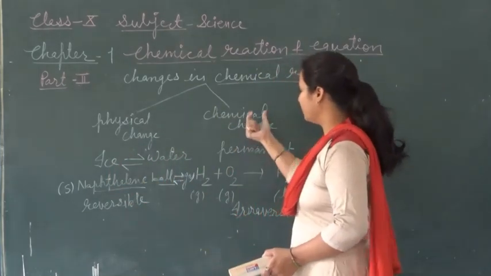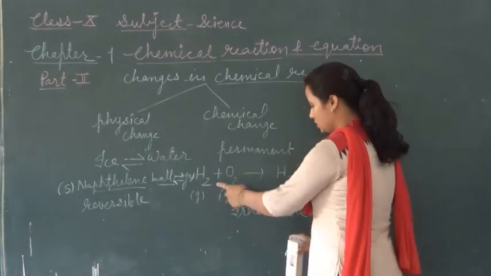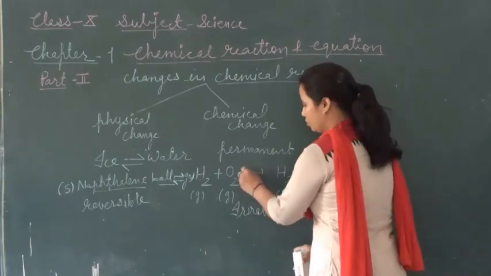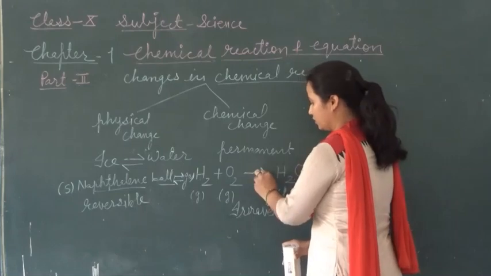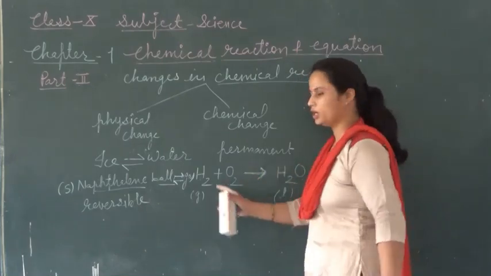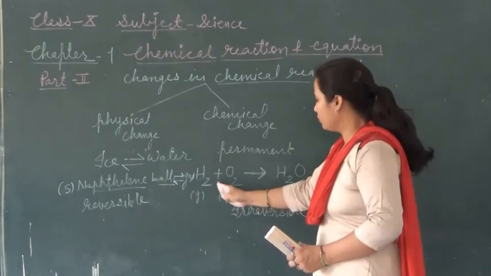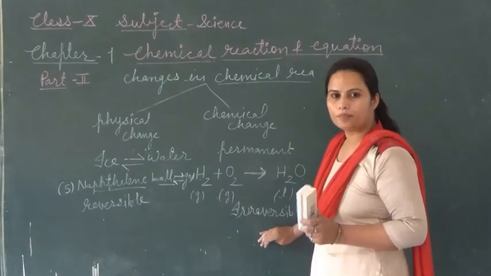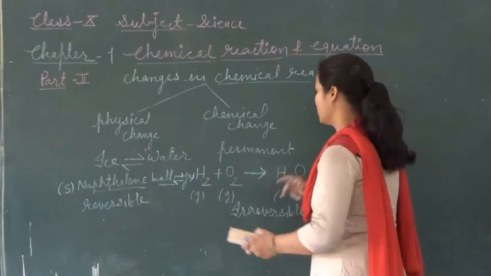But if you look here in chemical changes, hydrogen gas and oxygen gas form H2O and it moves only in a single direction. We show it by a single arrow in a particular direction, left to only right side. This type of changes are called irreversible changes.